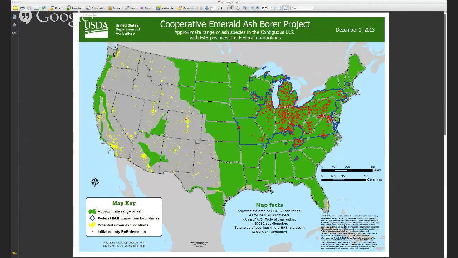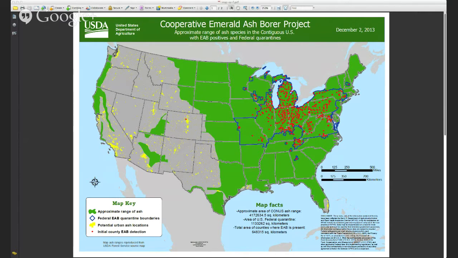So it doesn't necessarily spread slowly or evenly. And although this map doesn't show it, the emerald ash borer has also been established in Canada. It's recently been discovered close to us here at the Chicago Botanic Garden, in Wilmette and Evanston.